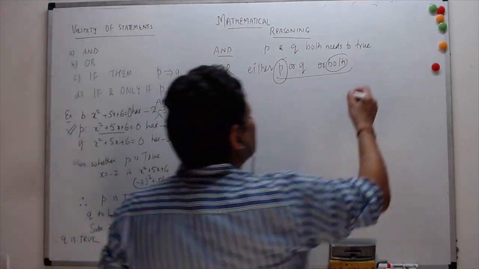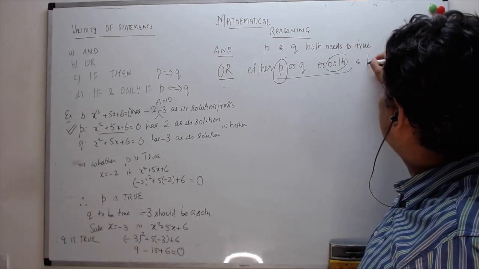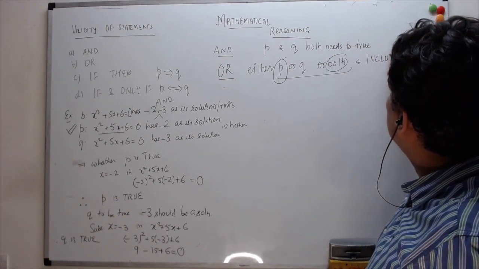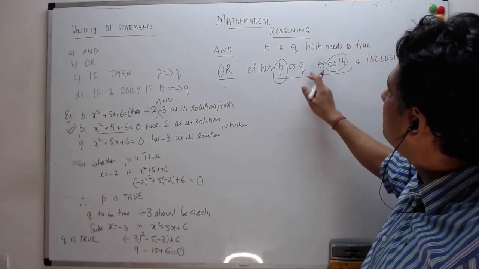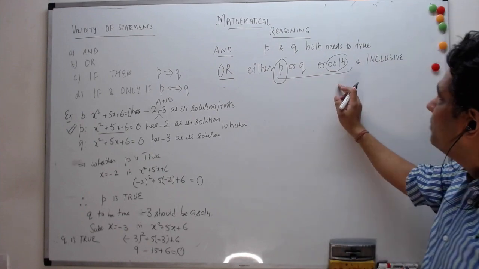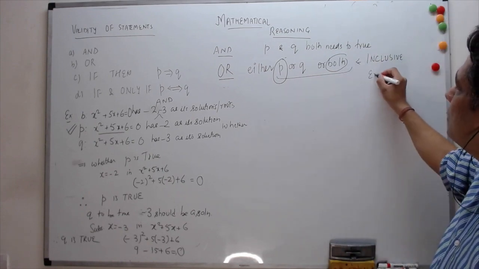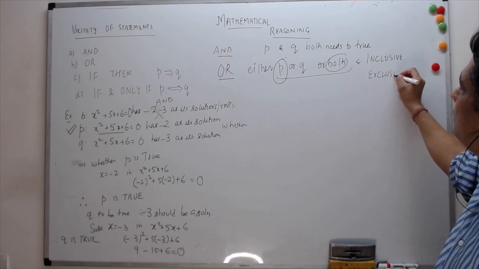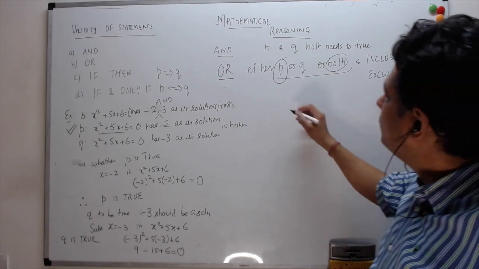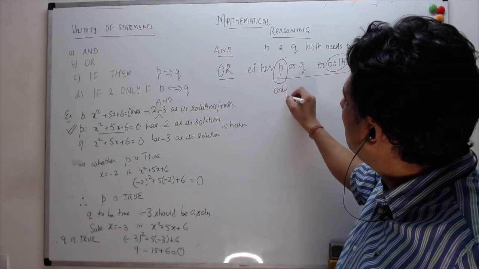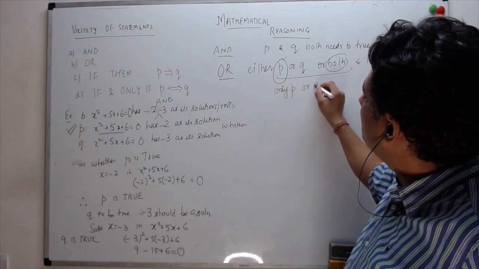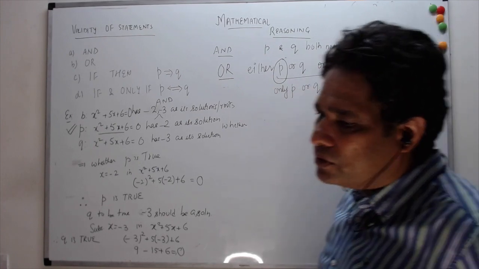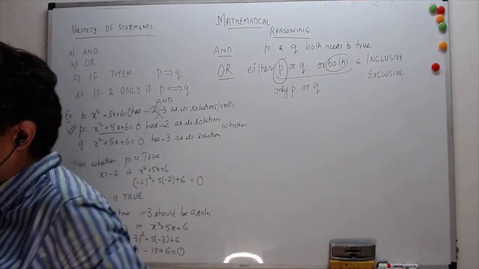In this case, what we call it is inclusive. Basically, it's inclusive. That means we are including both as well in this. But sometimes what we call is an exclusive OR, which means that only P or Q should be true, not both.